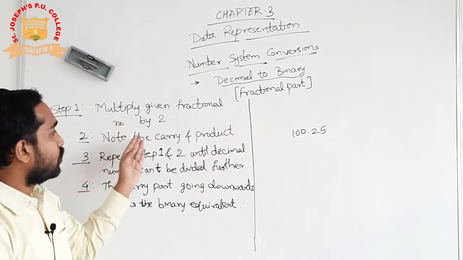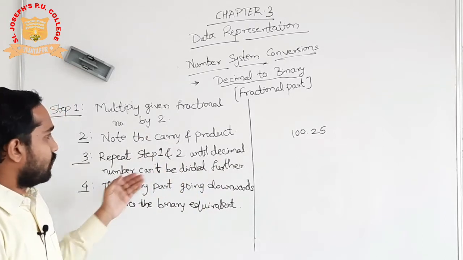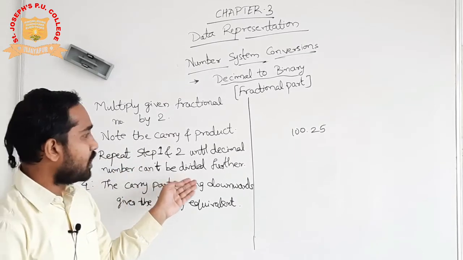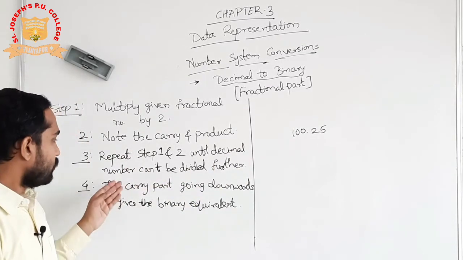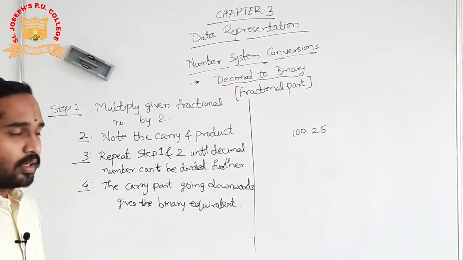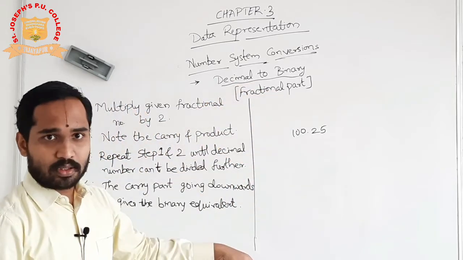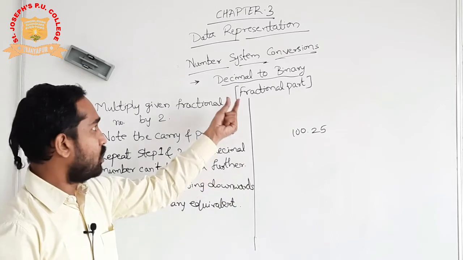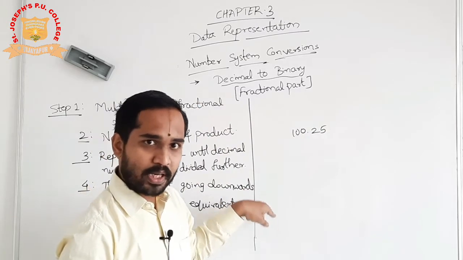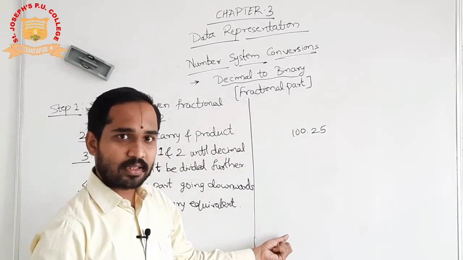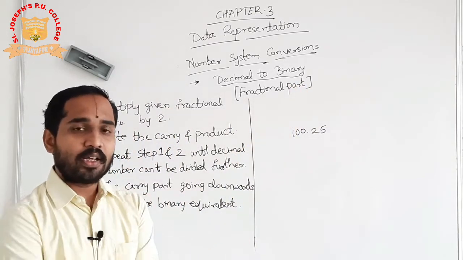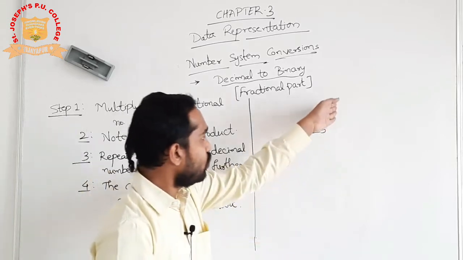Then note down the carry and product. We will know what is carry and product. Then repeat steps 1 and 2 until the decimal number can't be divided further. So the carry part going downwards gives the binary equivalent. When we were doing only the integer part, we would go from the last to the first, upwards. But here, when you are considering the fractional part, you have to do it in reverse. You have to move downwards.